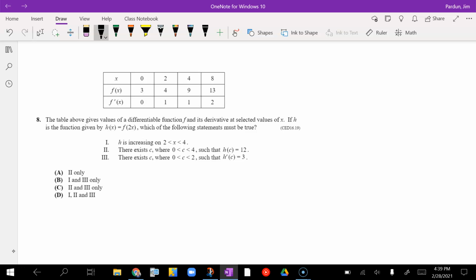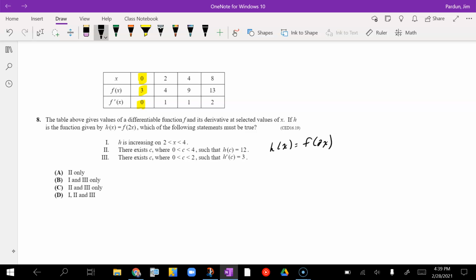So the table gives us values of a differentiable function f and its derivative at selected values of x. So let's just make sure I understand that. When x equals 0, f of x is 3, f prime of x is 0. Okay, I got it. I don't have to study the patterns here, but I just want to make sure I understand the table that they're giving me. Now they tell me that h of x is equal to f of 2x. Okay, so that's kind of interesting.